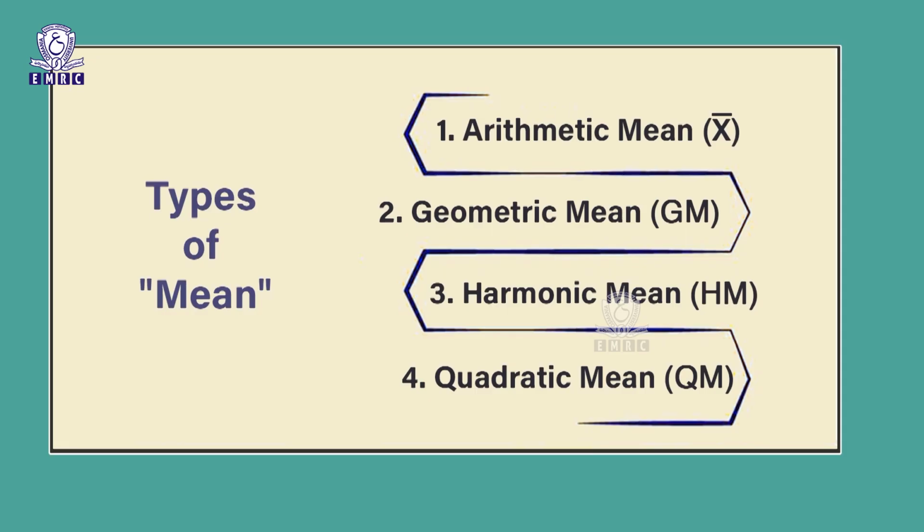Mean. Mean is the most commonly used measure of central tendency. We can derive the mean value by dividing the sum of the values of various given items in a series by the total number of items. There are four types of mean. There are arithmetic mean, which is represented by x bar, geometric mean, which is symbolically represented by capital GM, harmonic mean represented by capital HM, and quadratic mean represented by capital QM. Of the four types of mean, the arithmetic mean is more frequently used in statistics.